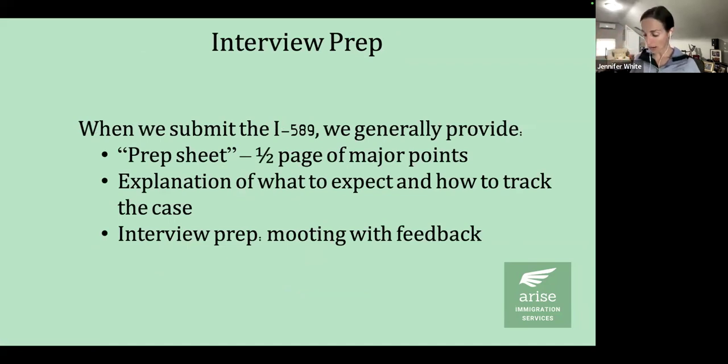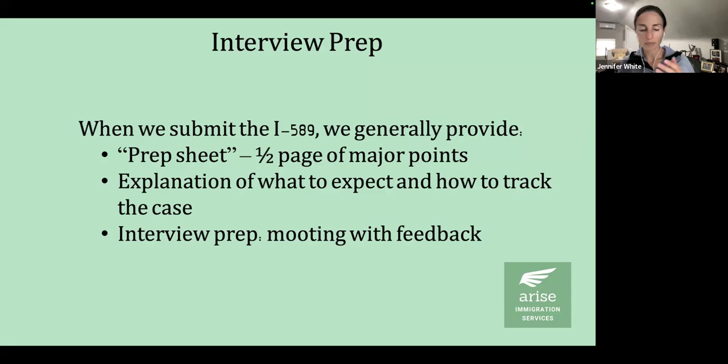Okay, so for the interview prep, like I said, it's super unpredictable when clients interview. I wish we knew more about what to expect so we could inform our clients about how to actually plan for their lives, but we just have no idea. The interview prep has three components.